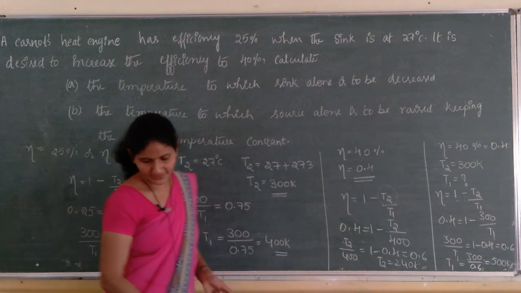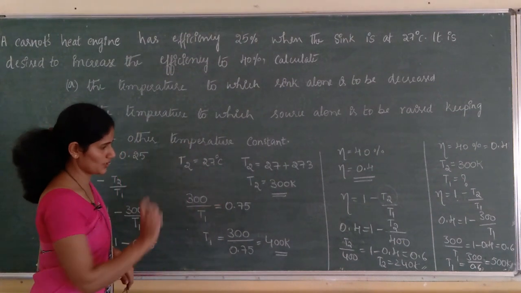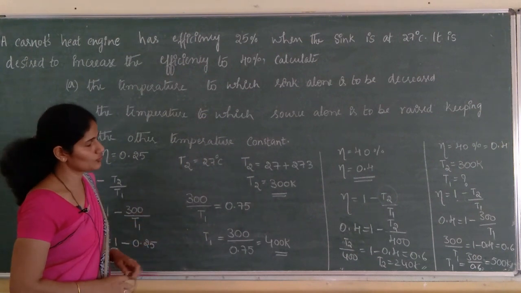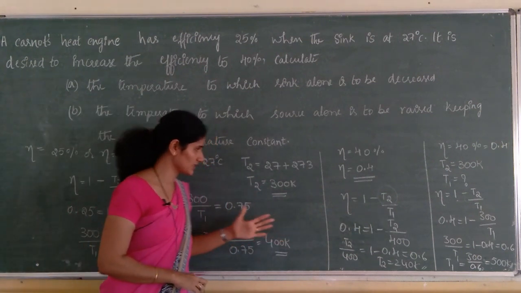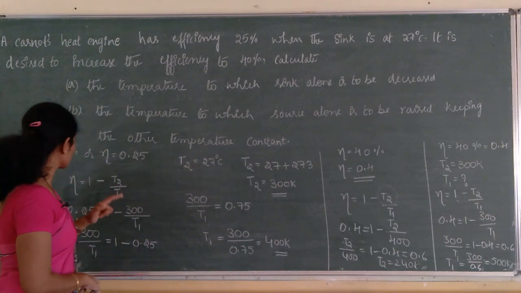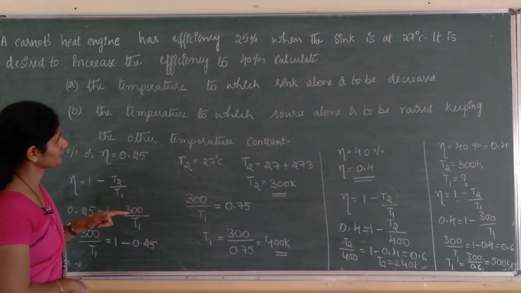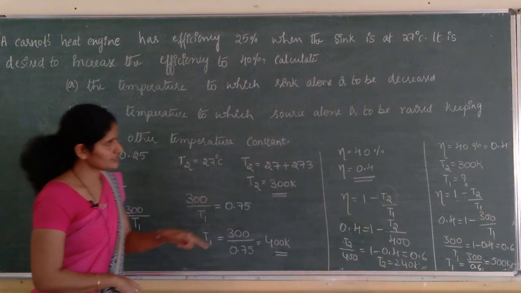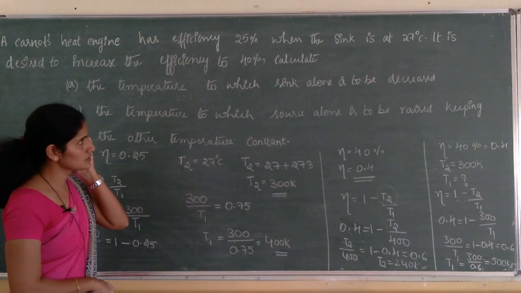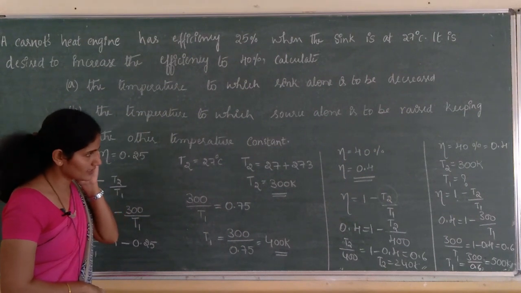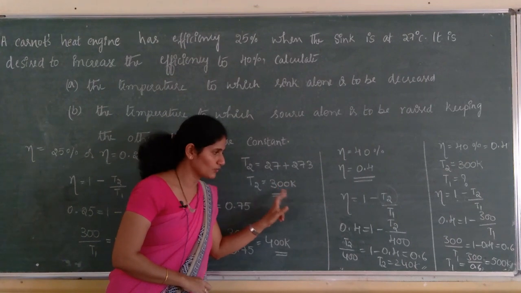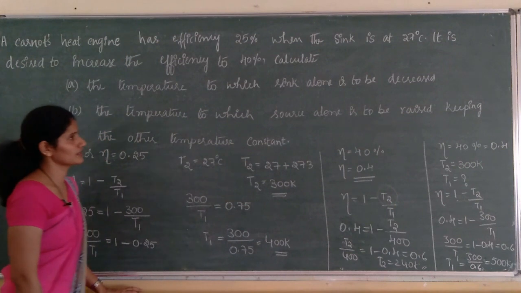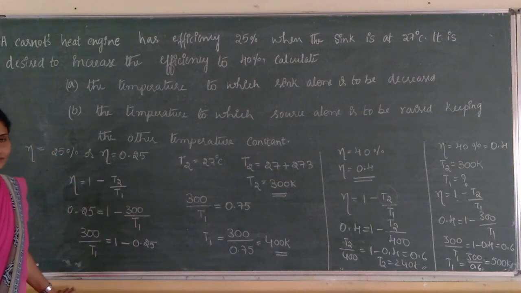T1 is 500 Kelvin, T2 is 240 Kelvin when efficiency is 40%. In order to increase the efficiency to 40%, you have to increase the temperature of the source from 400 Kelvin to 500 Kelvin. At the same time, the temperature of the sink is to be decreased from 300 Kelvin to 240 Kelvin. So, this is how you can solve the problem. Take down.